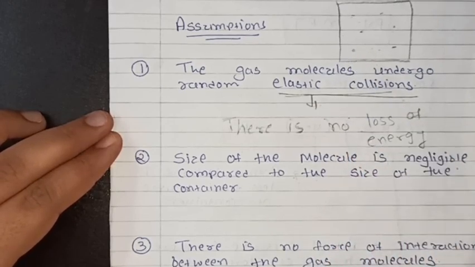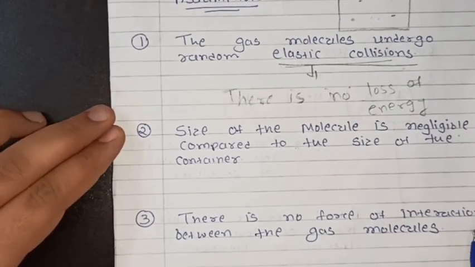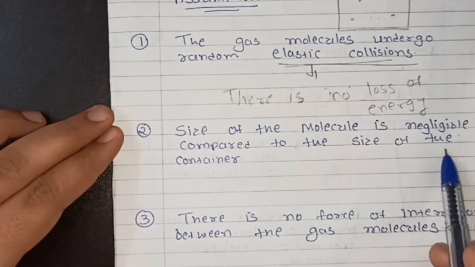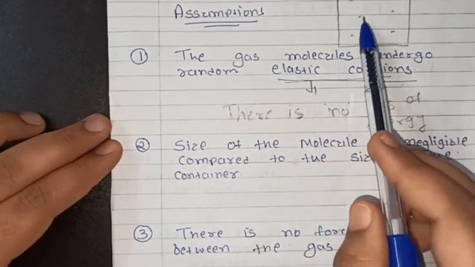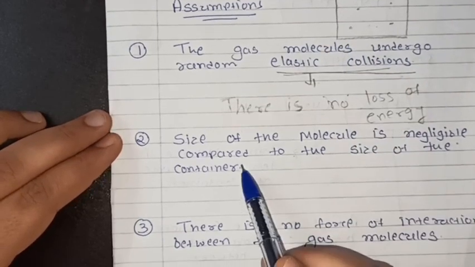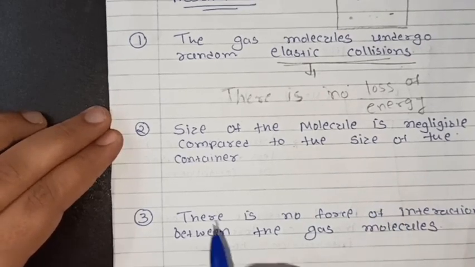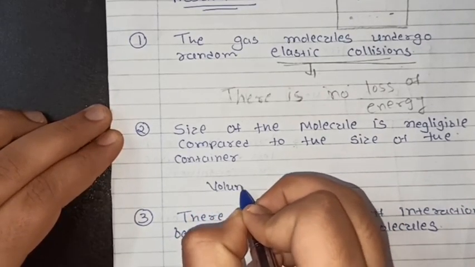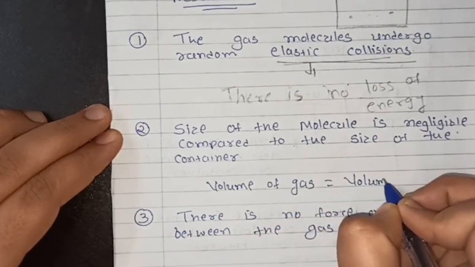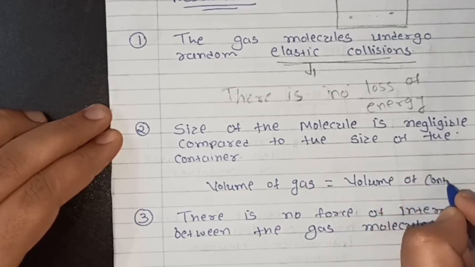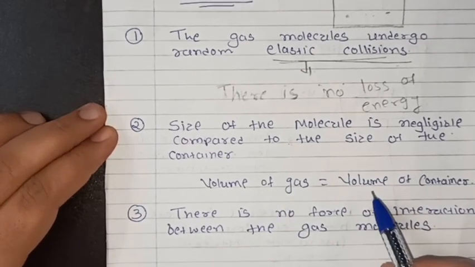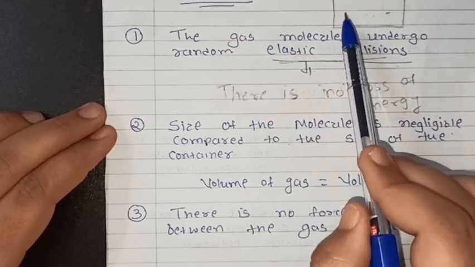the wall of the container. The second assumption is that the size of the molecule is negligible compared to the size of the container. That means the container's volume is very large compared to the size of a single molecule. According to this assumption, we can say that the volume of gas is equal to the volume of container. So if you are asked to write the volume of gas, we can simply write the volume of container, that is the inside volume of the container.